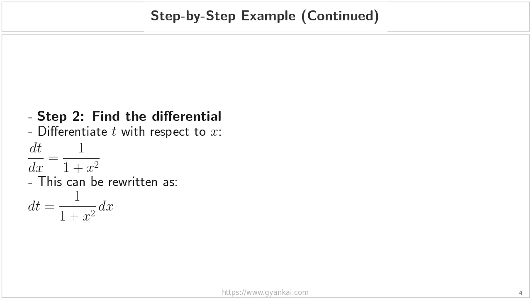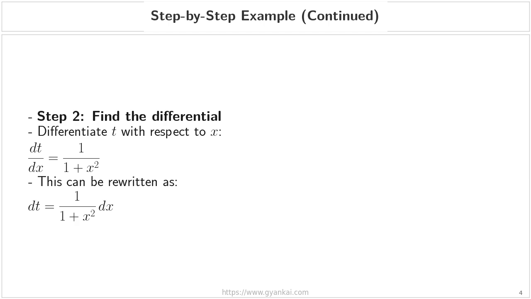Okay, so we've established our substitution. Remembering from the previous slides, we've set t equal to inverse tangent of x. Now let's move on to step 2, finding the differential. What a differential essentially does is tell us how a small change in x relates to a small change in t. To find it, we need to differentiate t with respect to x.